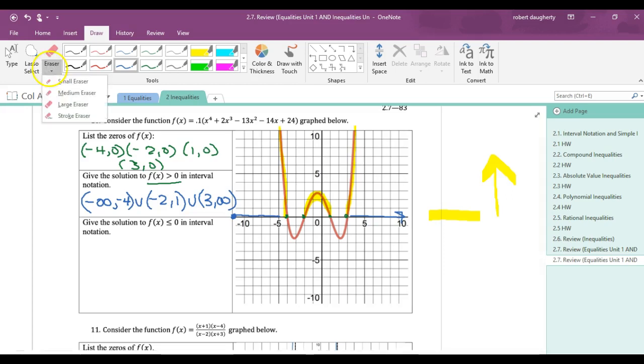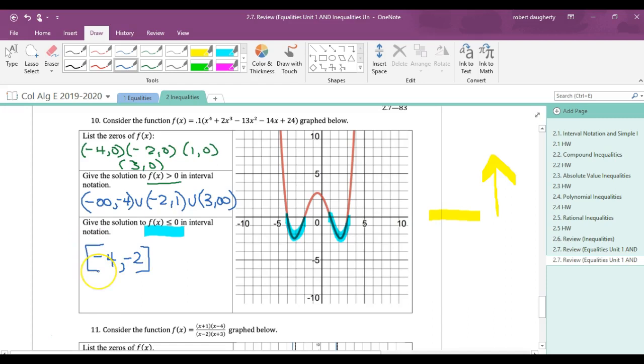Now, it's going to ask me where this function is less than or equal to 0. Okay, so I'm going to have some square brackets involved in this. So the intervals are going to be this interval here and this one here. There are two intervals that are going to make that happen. So the first interval is from -4 to -2 with brackets because it's less than or equal to. And the next interval is going to be from 1 to 3. Those are intervals where the function is less than or equal to 0.